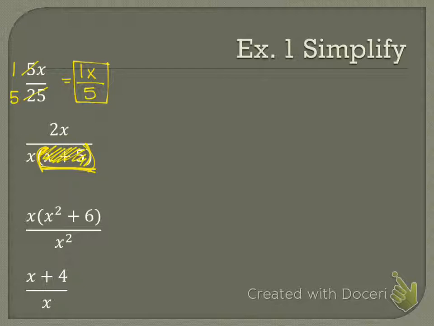Y'all don't do that on your paper. I'm just doing it for right now because I'm not even paying attention to it because I know there's nothing I can do to reduce it. So I'm just pretending like it's not even there. And I'm just looking at what I have left. 2x over x. Is there something that you see we can cancel out? What is it? The x's. So I'm left with 2 over, what's on my denominator? X plus 5. This is my final answer.